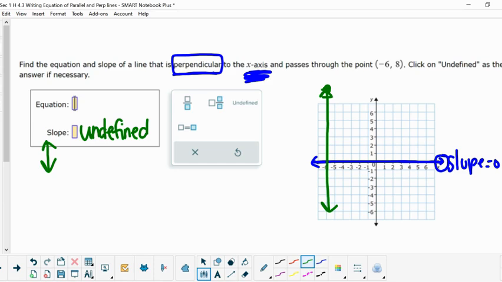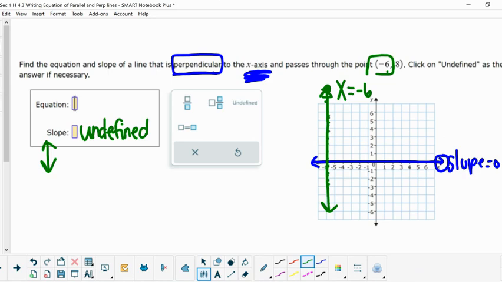Is it x equals or y? X equals. And what is the x for every single point on this line? -6. Yes, if you're writing a vertical line, it'll be x equals, and whatever the x is on your point, because every x is -6 on that vertical line.